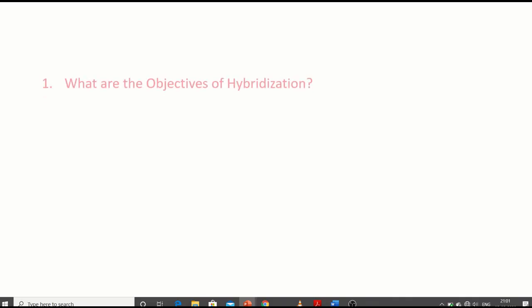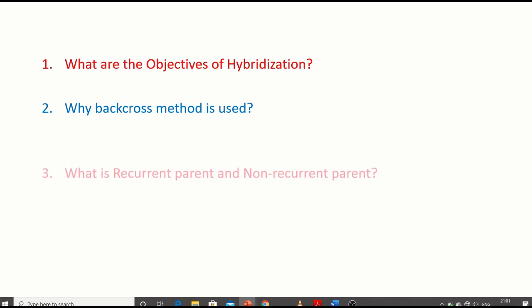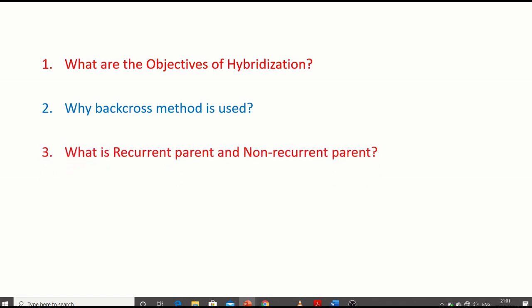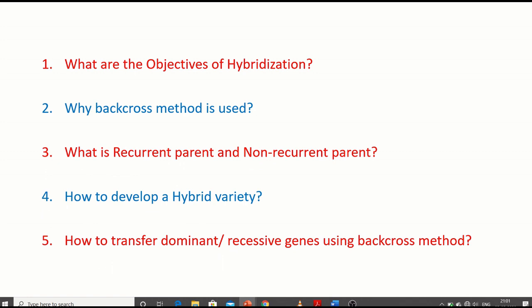So by the end of this class you'll be able to answer what the breeding objectives of hybridization are, why the backcross method is used, and what a recurrent parent and a non-recurrent parent are. You'll also understand how to develop a hybrid variety, and how to transfer dominant or recessive genes using the backcross method.